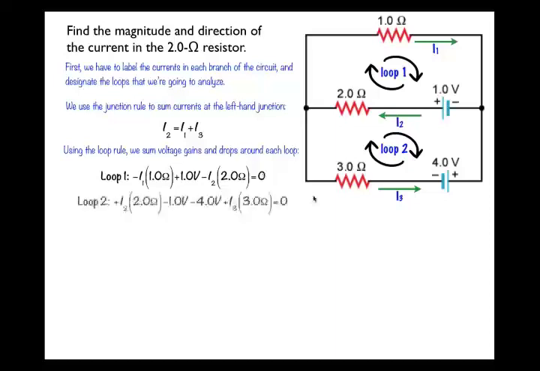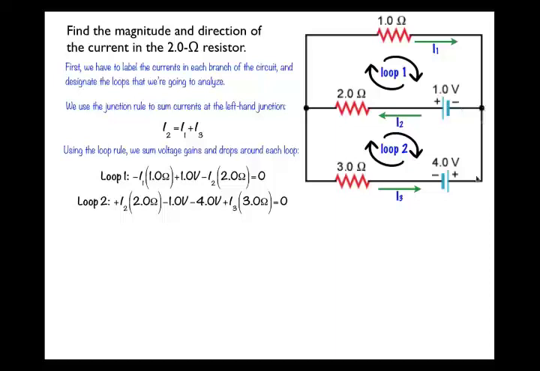Write a similar equation for loop 2. If we start again at that junction, we would go against the current through the 2 ohm resistor, so that term would be positive I2 times 2 ohms. We would pass through the 1 volt battery from the positive side to the negative side, and that would be a drop in electric potential, so that's minus 1 volt.